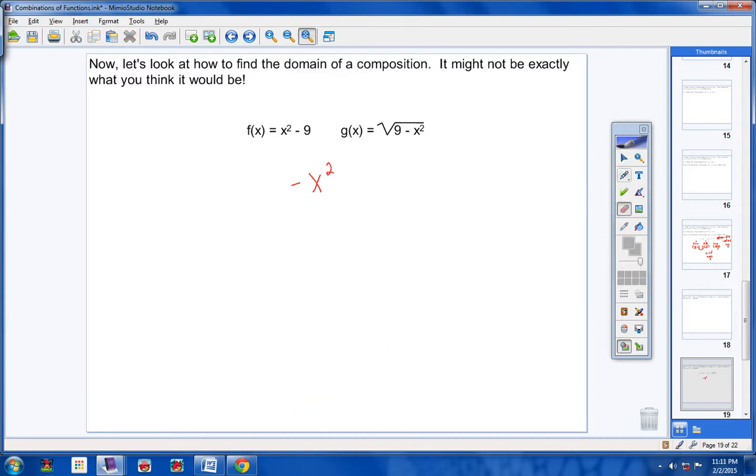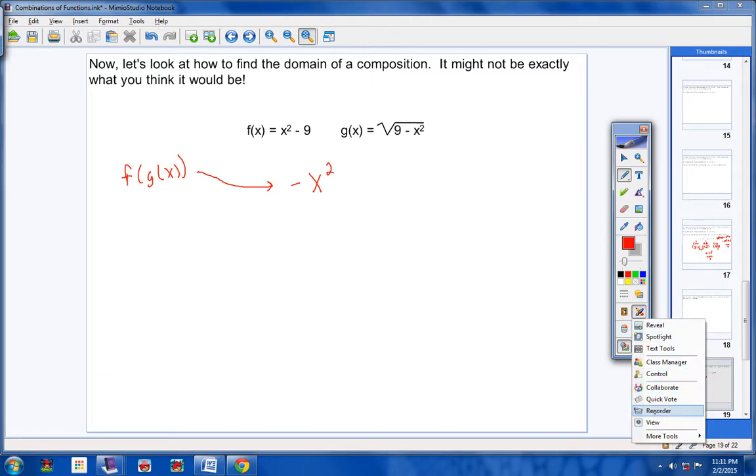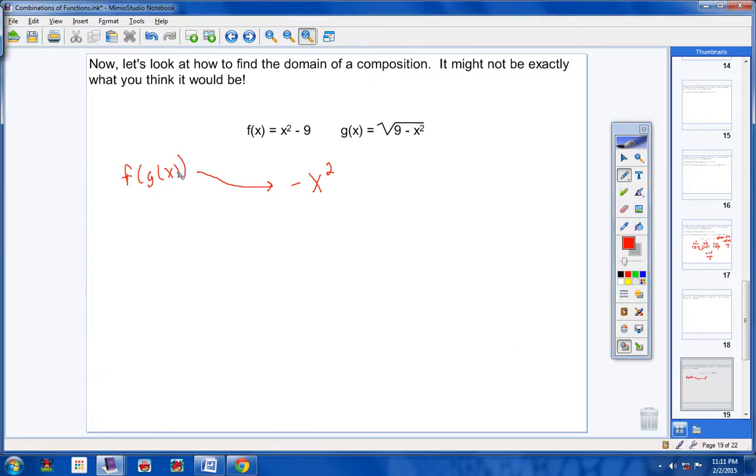First of all, remember, we found f of g of x. Okay, got it? That's what this equals right here. Now, watch carefully how you find the domain of a composition of functions. You don't just look at the composition and say, oh, it must be all real numbers. There's something else that you do, so please listen carefully. The first thing you do is you find the domain of each of the functions, okay?